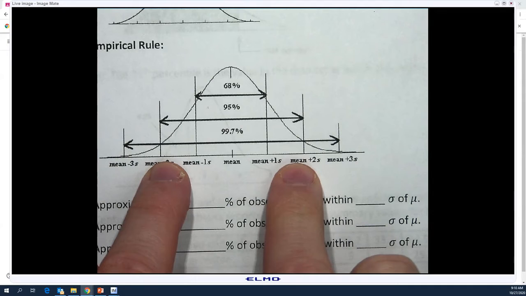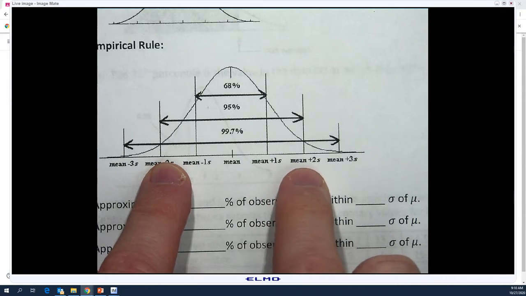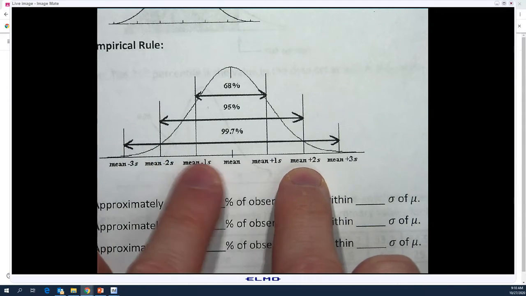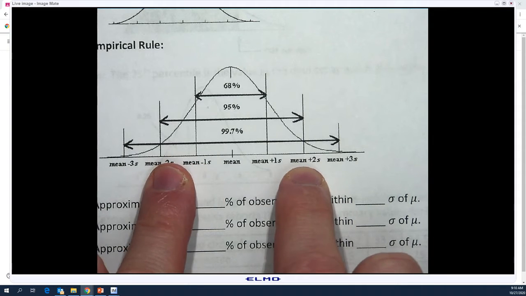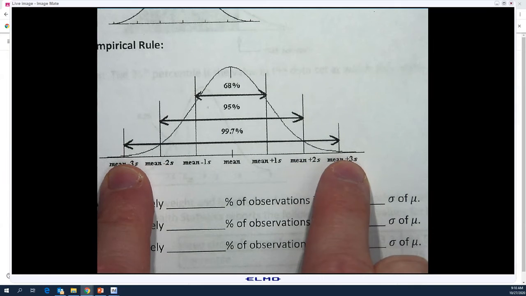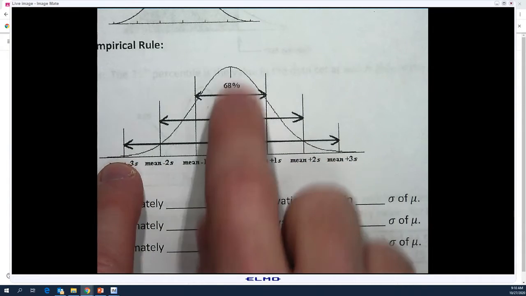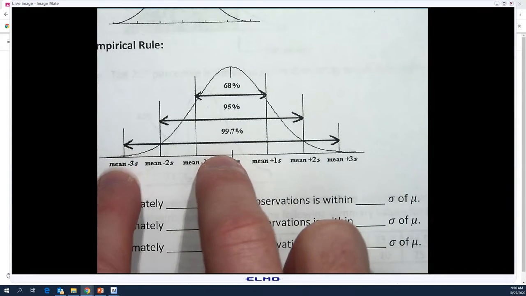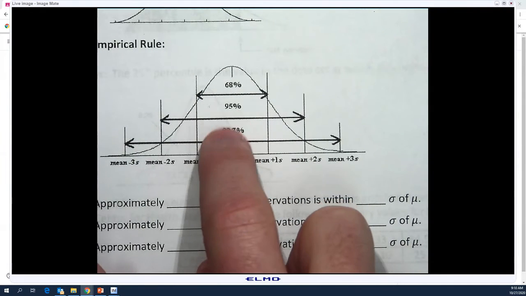95% of your data will be within 2 deviations of the mean. So if you add 2 sigma or add 2s and then subtract 2 sigma or 2s, depending on if you're talking about population or sample. So that's 95%. And then 99.7% will be within 3 standard deviations of the average. And these are fixed. This is called the empirical rule. This is a rule, so it's not going to change. These percentages are fixed.